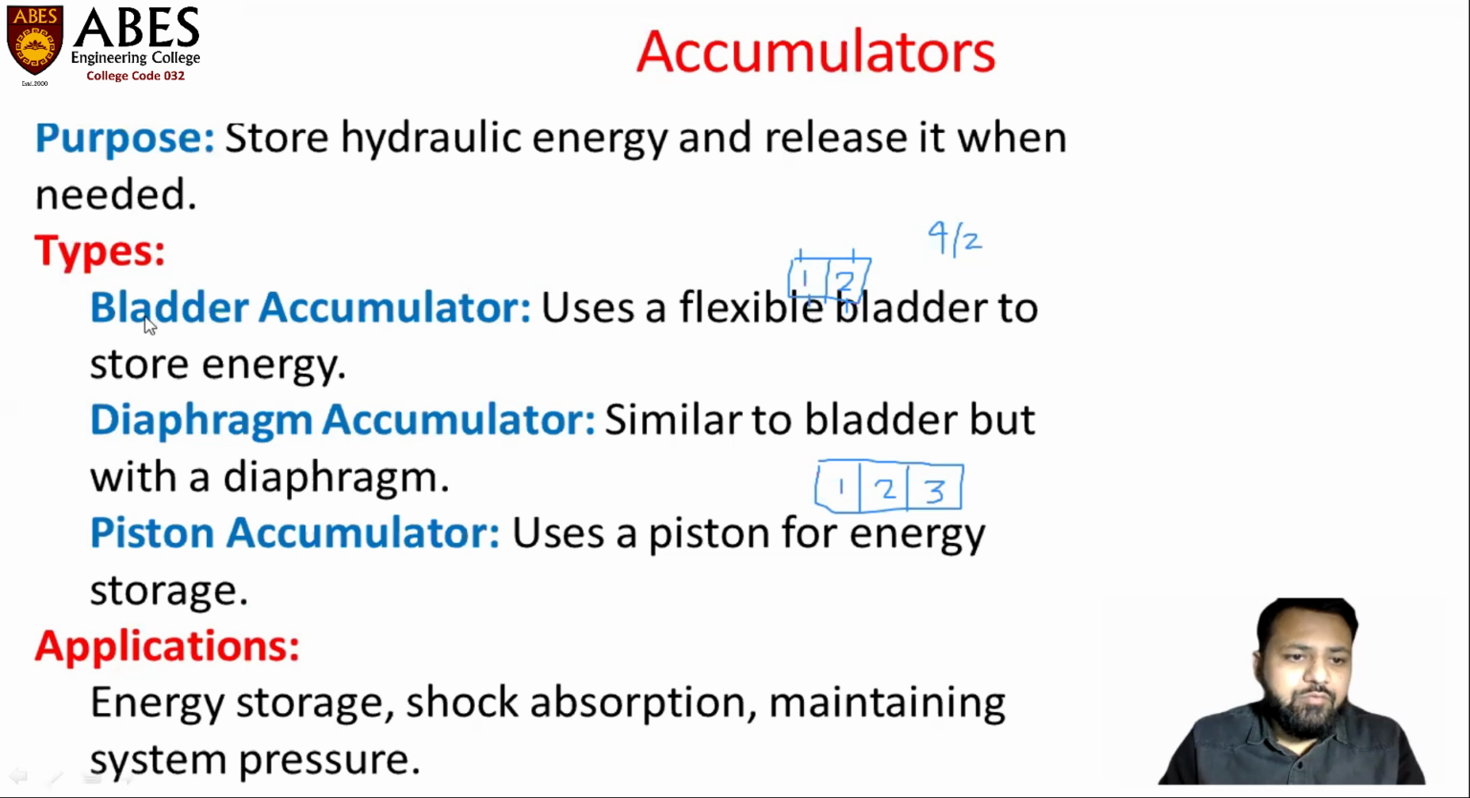In the bladder accumulator, we use a bladder to store the energy, and in the diaphragm accumulator, we use a diaphragm in place of the bladder. In the piston accumulator, we use a piston to store the pneumatic or hydraulic energy. Applications of the accumulator are to store energy, absorb shock, and maintain the system pressure.